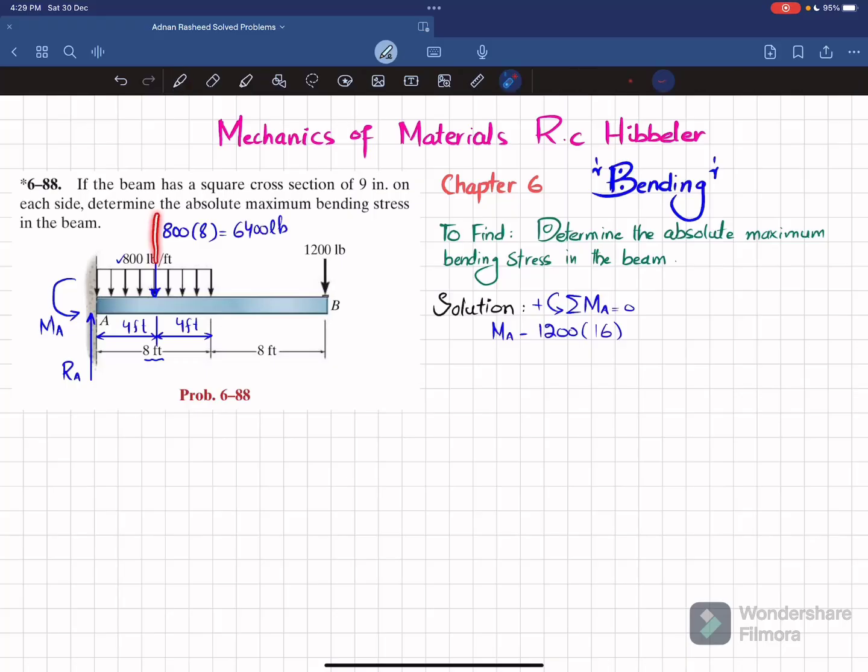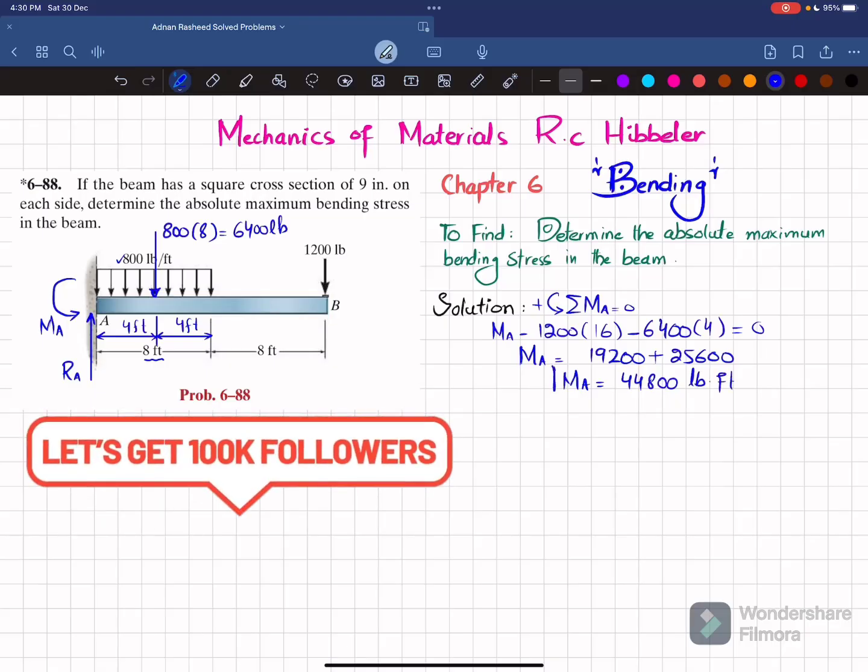Now due to this load about point A, the perpendicular distance is 4 feet, and it is also producing clockwise, so it will be negative. So I will write minus 6400 multiplied by 4 is equal to 0. So from here you will get MA will be equal to this 1200 into 16, which will give you 19,200, plus this 6400 into 4, which will give you 25,600. So when you add them, you will get the moment about A comes out to be 44,800 pounds into feet. So this will be the moment.